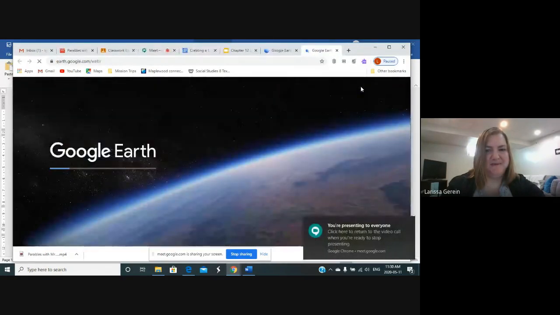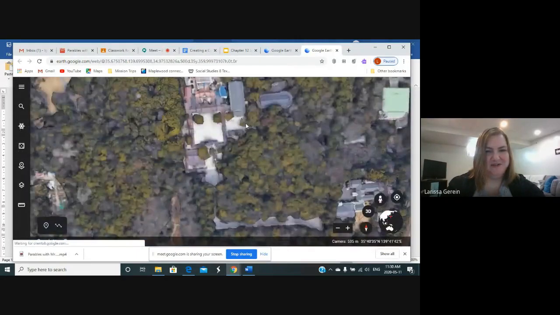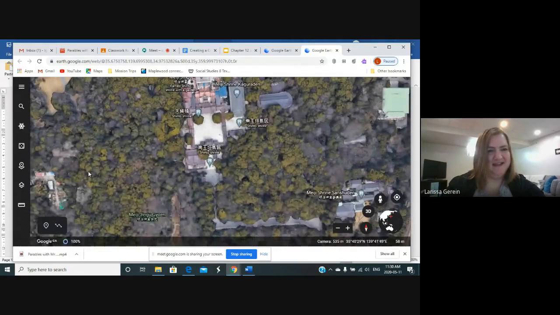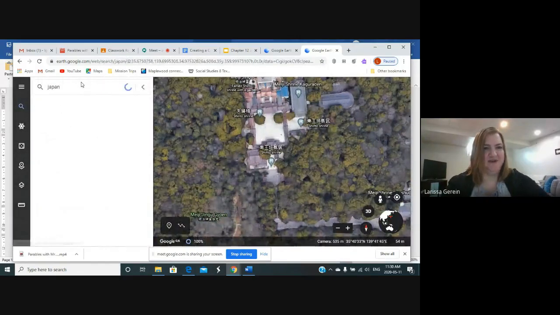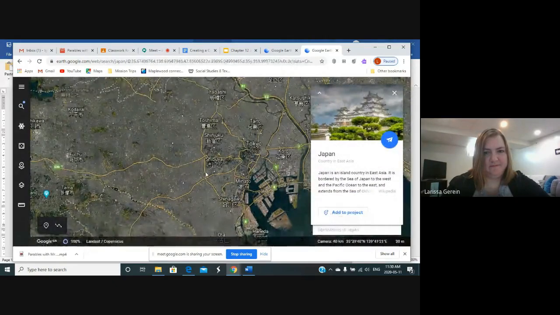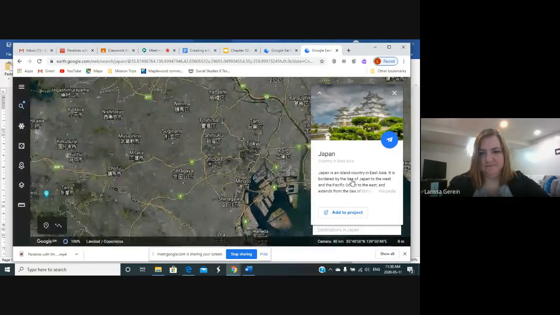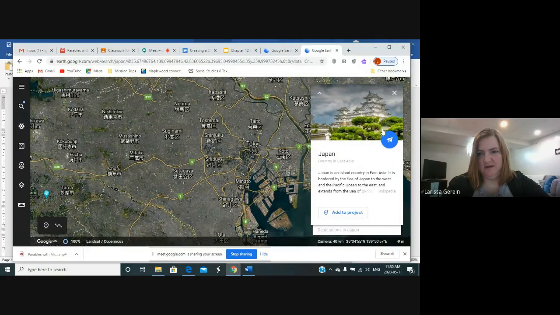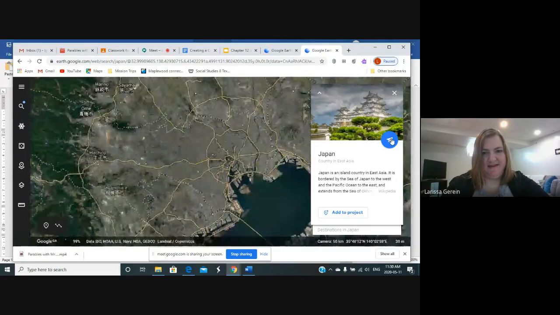Okay, everyone. So before I get started describing Japan's geography, I'm just going to show you Japan in Google Earth. So let's look up Japan. Search for it. And I'm going to zoom out a little bit more. There we go.